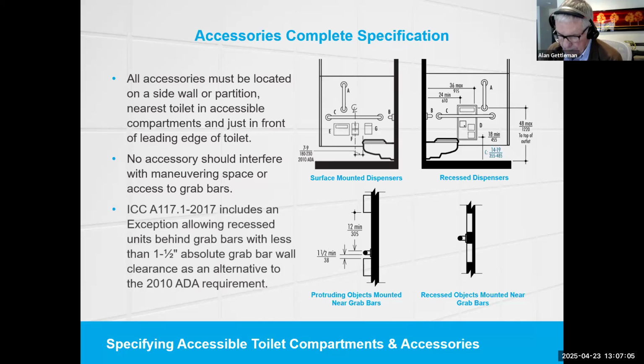Takeaway number 11. The 2017 A117 standards include an exception that allows recessed units behind grab bars with less than 1.5 inch absolute grab bar wall clearance as an alternate design to the 2010 ADA standards. We'll have an illustration of that in just a moment.